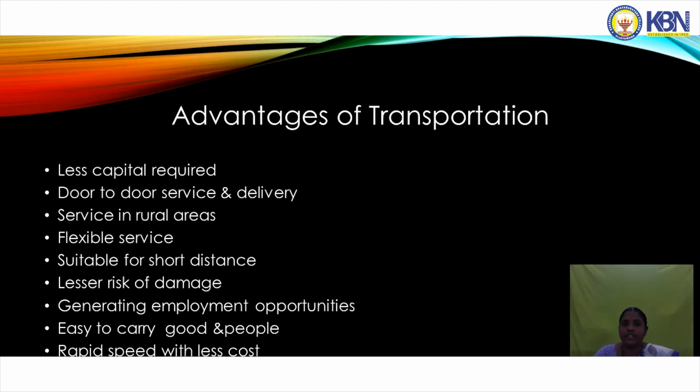Next, rapid speed with less cost. Rapid speed with less cost means that railways or roadways are comfortable and flexible for moving goods as well as people from one place to another, with speed and less cost, a lower price. It is called rapid speed with less cost. Next one is reduced traffic congestion. Transportation reduces traffic congestion between our country, states or districts.